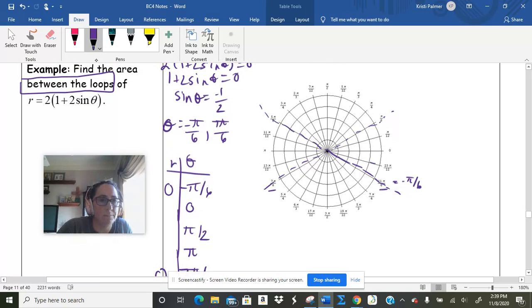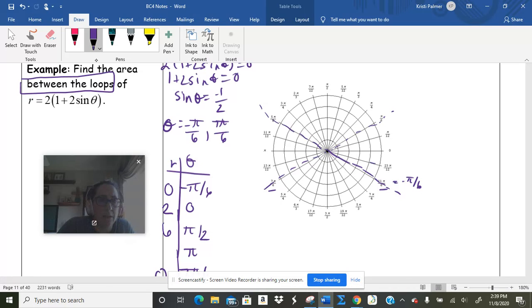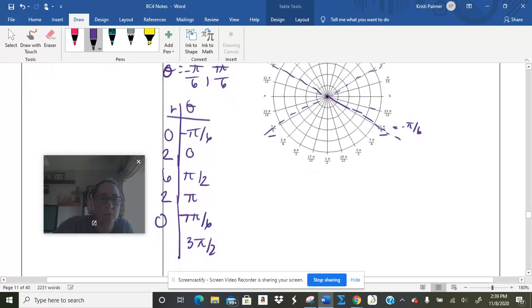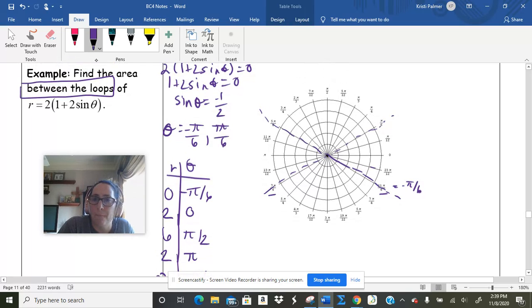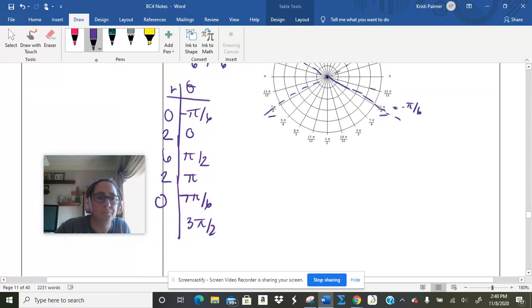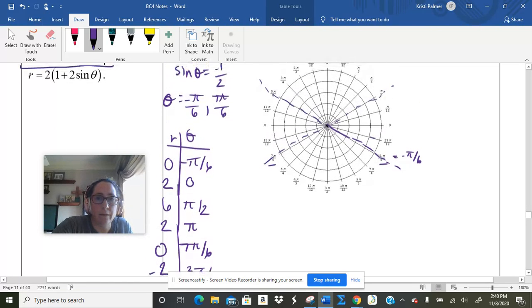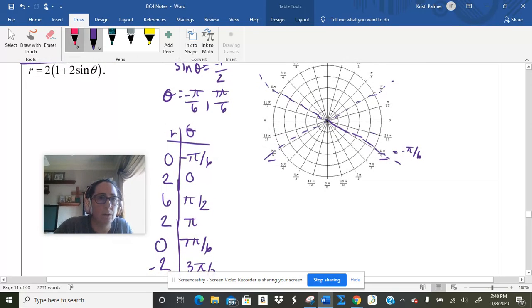So plug in 0: 2. Plug in pi over 2: 3 times 2 is 6. Pi, that's 0, I get out 2. 3 pi over 2: now negative 1, negative 2, negative 2. Okay, let's see how that gets me so far.